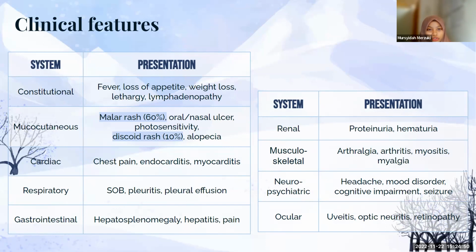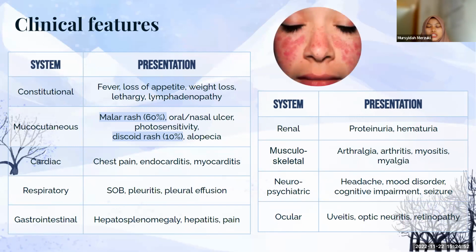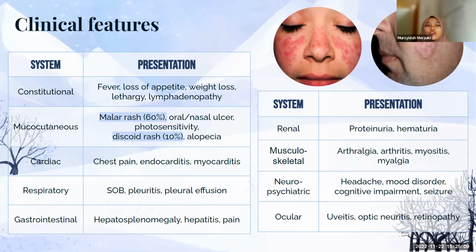So what are the differences? We can see in the picture. This one is malar rash, commonly called butterfly rash, because we can see the pattern of rash is involving both cheek and nasal bridge. It's like a butterfly shape. And for the discoid rash, it's more circular in pattern. But again, not all SLE patients will come with the rash. So it depends on the person itself.